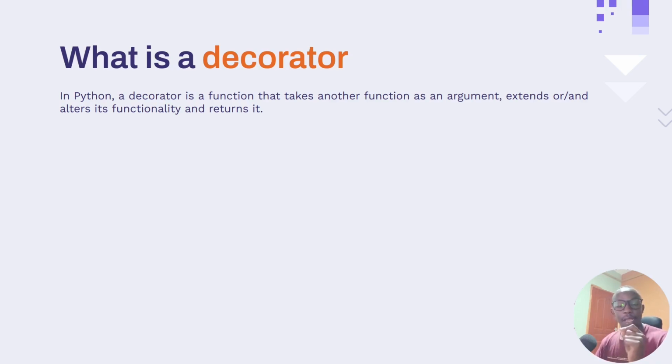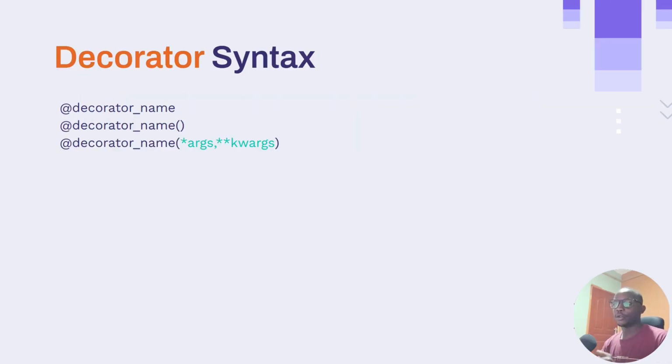Now, to implement a decorator, there is a specific syntax that you need to follow. The syntax is as follows. We have the first syntax where we have the @ symbol followed by the decorator name, the @ symbol followed by the decorator name and parentheses, and the @ symbol followed by the decorator name, the arguments and keyword arguments. So basically positional arguments and keyword arguments that are specific to the decorator. Okay, so if you have a decorator that takes arguments, use the @ symbol followed by the decorator name plus the positional and keyword arguments.